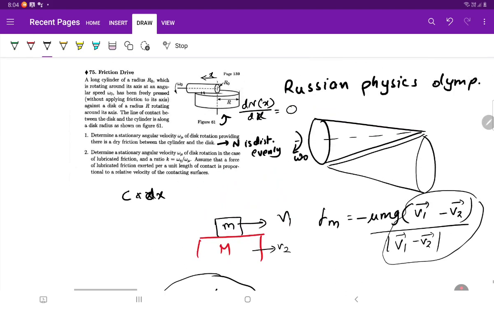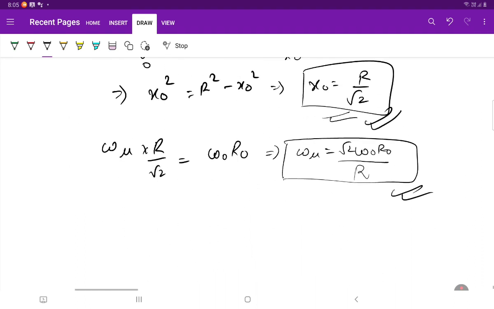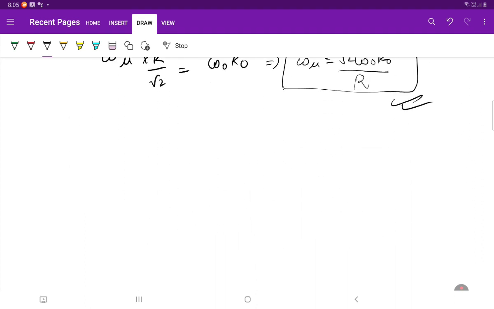First part was relatively very simple. Coming to the second part: determine the stationary angular velocity omega eta of the disk rotation in the case of lubricated friction, and find the ratio omega eta upon omega mu. They're also saying that we assume the force of lubrication exerted per unit length of contact is proportional to the relative velocity between the contacting surfaces. Now coming to the second question, the same idea is actually applied.